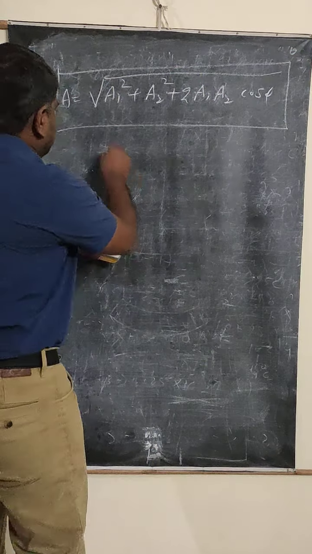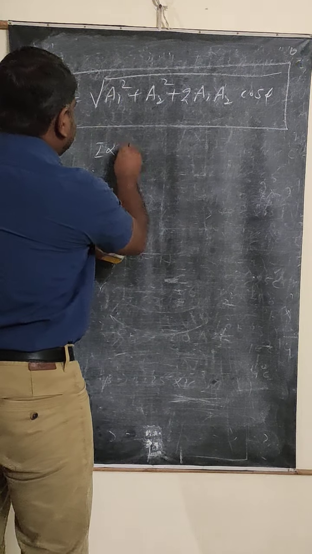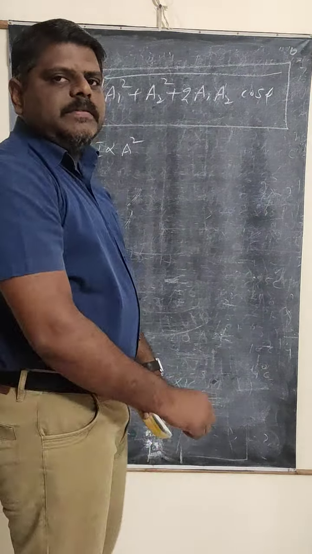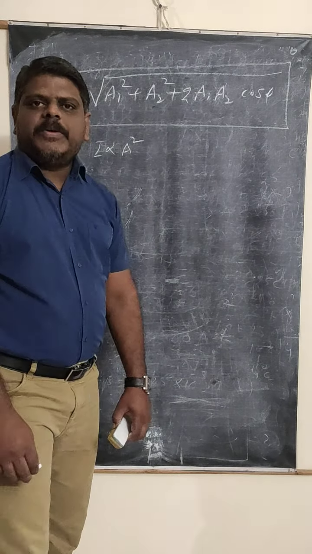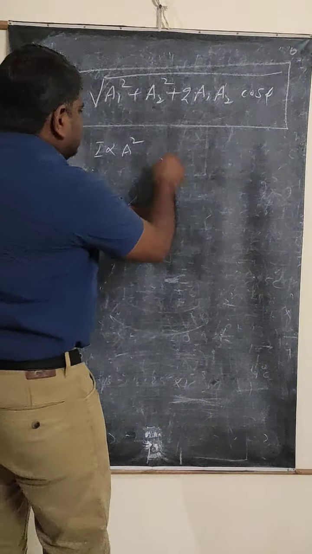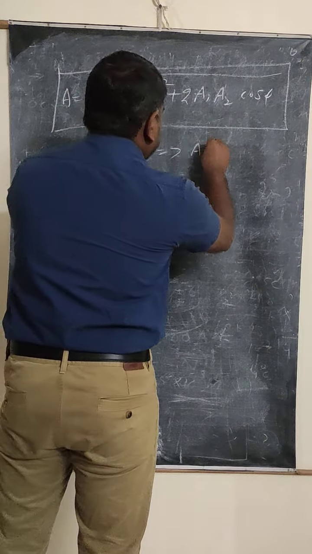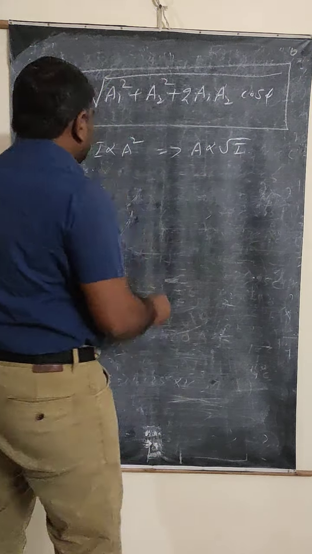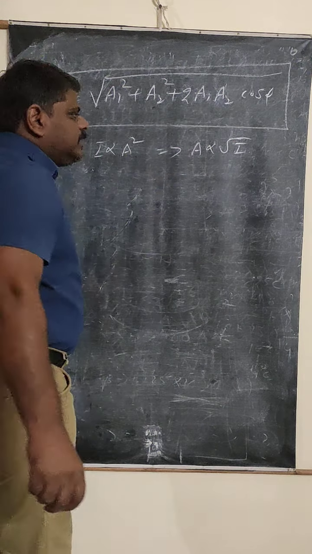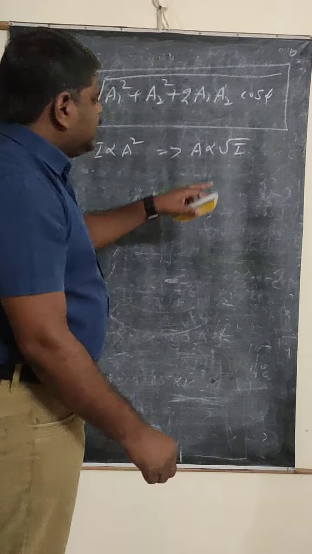And what is the intensity here? Intensity I is proportional to A square. Always, the intensity of the light wave is directly proportional to the square of the amplitude. That implies you can write A is proportional to root I. So I is proportional to A square, or A is proportional to root I. Okay, these are the conditions.